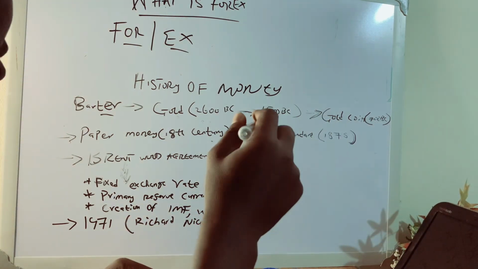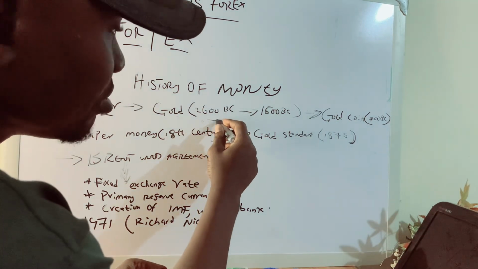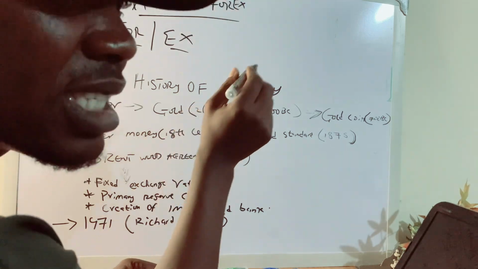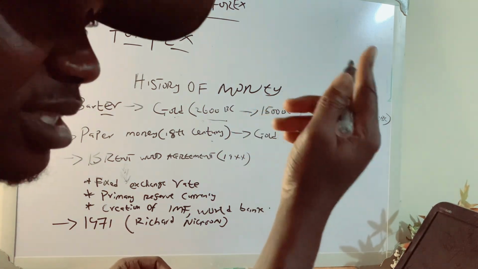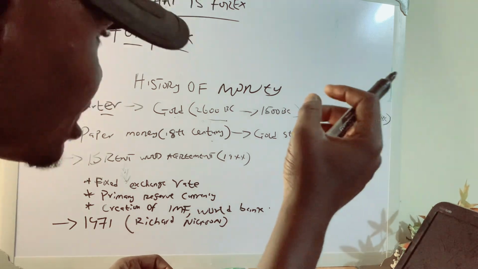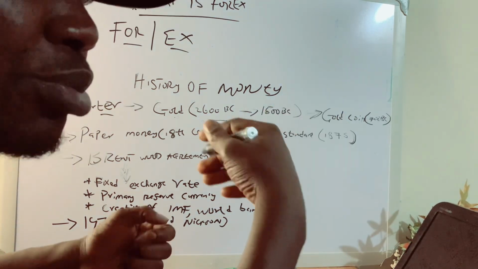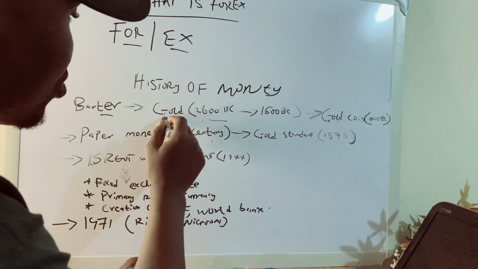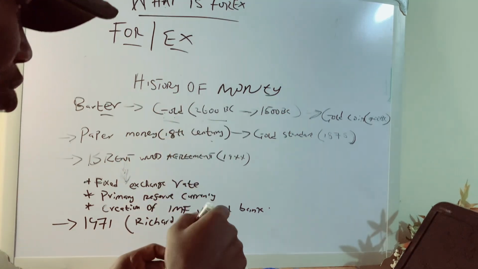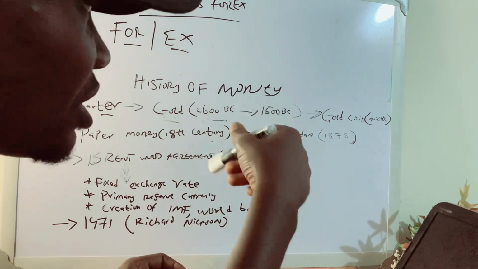But around 2600 BC, gold was discovered by the Egyptians. They found that it was scarce. They found that it was shiny. They found out that it was soft and could be molded into different shapes. So it became a valuable product, and gold was being used as a means of exchange.